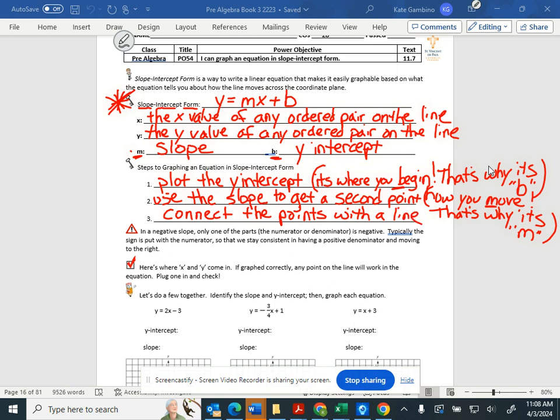So I have to connect them. So that's our 3 steps. You graph your y-intercept, you use the slope to find another point, and then you connect them with a line.